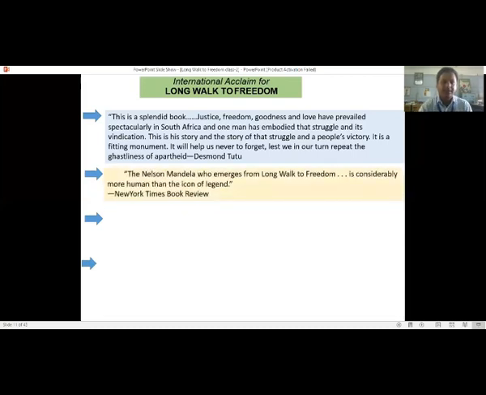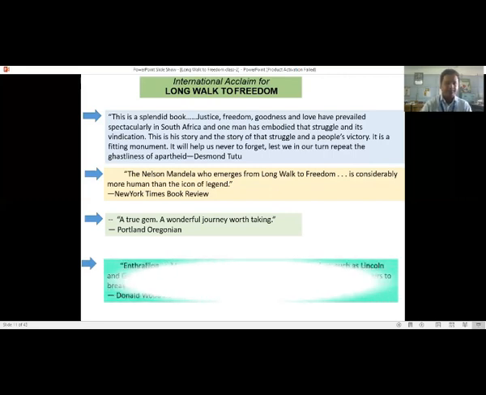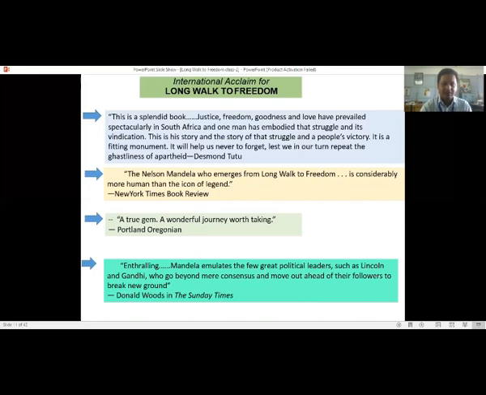Then we see the Nelson Mandela who emerges from Long Walk to Freedom is considerably more human than the icon of legend. Written in New York Times Book Review. Another remark, a true gem, a wonderful journey worth taking. Portland Oregonian. Enthralling, Mandela emulates the few great political leaders, such as Lincoln and Gandhi, who go beyond mere consensus and move out ahead of their followers to break new ground, says Donald Woods in the Sunday Times.